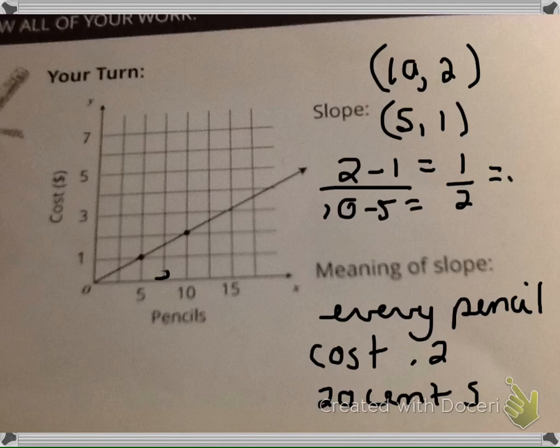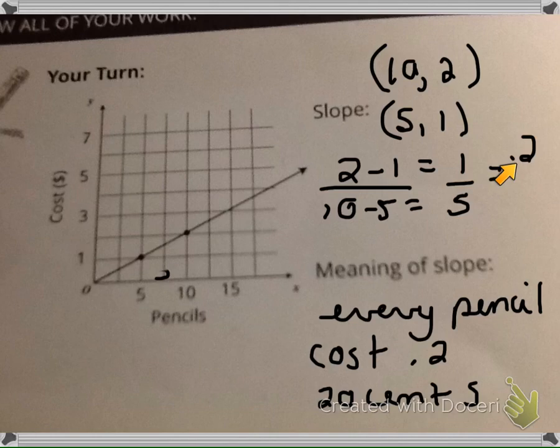Let's try that again, Mrs. Stuffin. 10 minus 5 is actually 5. And if you did 1/5, that'd be 0.2. You can write it either way, 1/5 or 0.2. That was a big mistake.